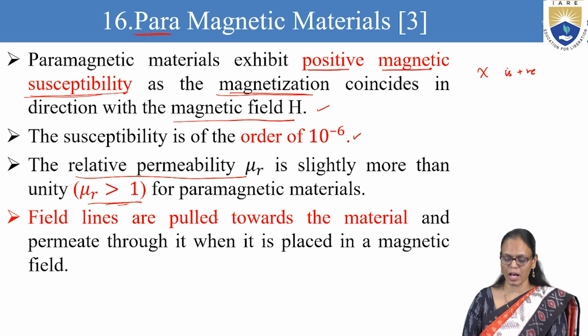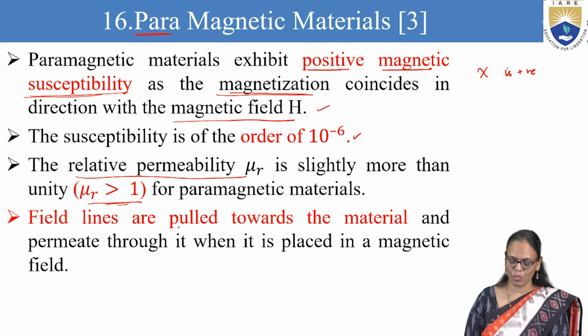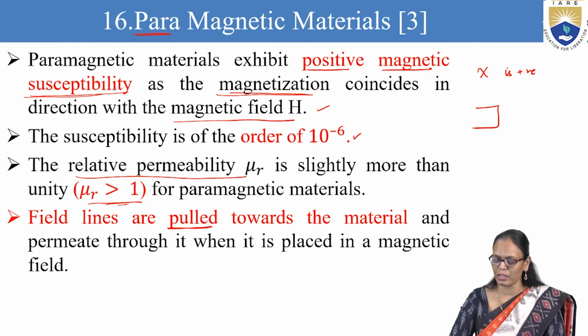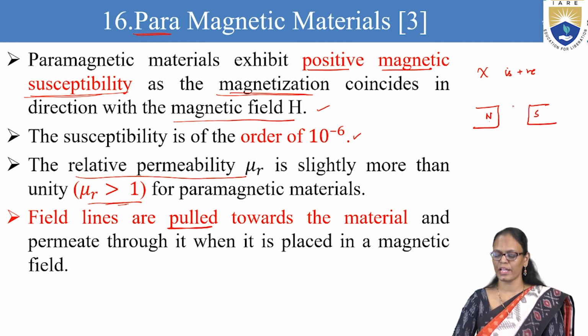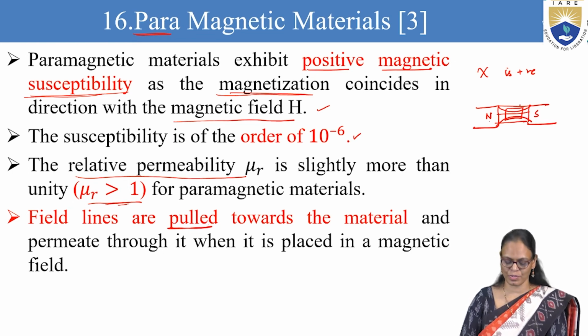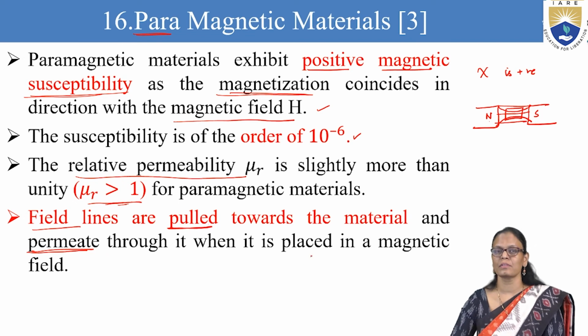And field lines are pulled towards the material. So what do you mean by field lines are pulled towards the material? Whenever we are taking a magnet, north and south, there will be field here. And if we are placing a paramagnetic material, the field lines are pulled towards the material like this. Otherwise, they should have been like this. But they are pulled inside the material. So, field lines are pulled towards the material and permeate. Permeate means pass through it when placed in the magnetic field.